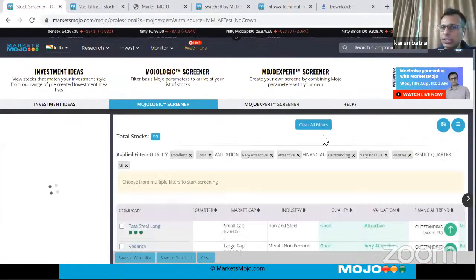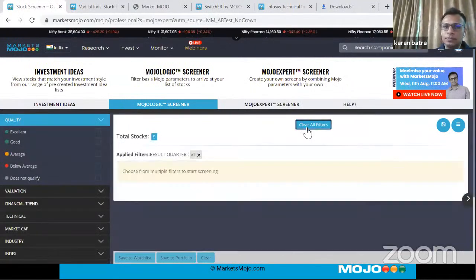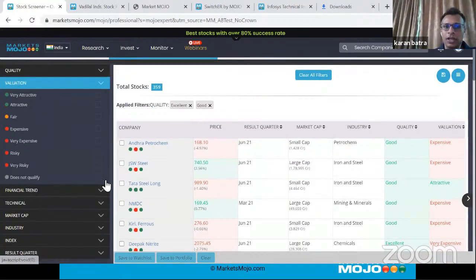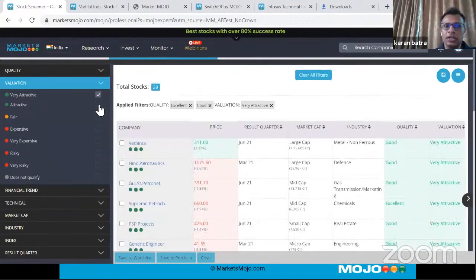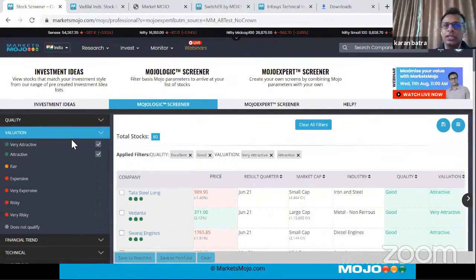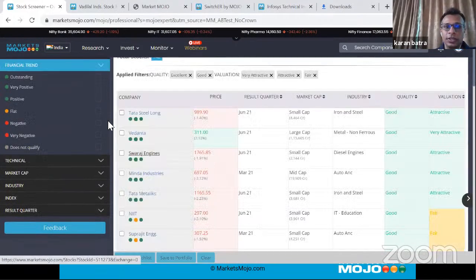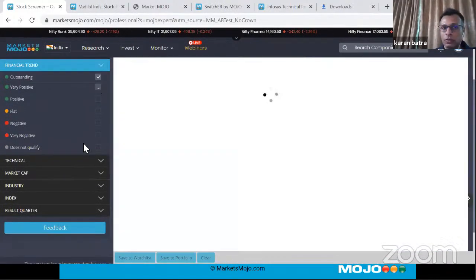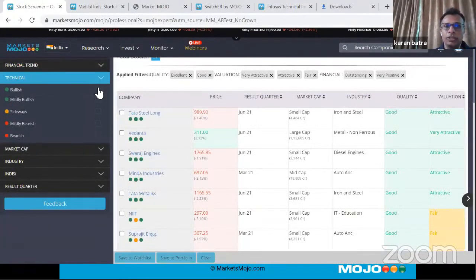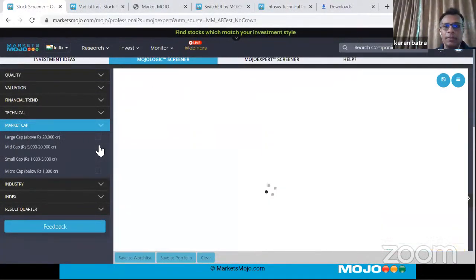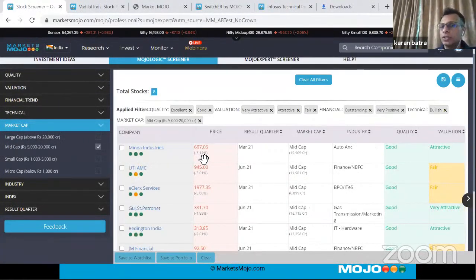Second is the Mojo Logic screener, which I personally use. This gives me an ability to filter across the broad Mojo parameters of quality evaluation. So let's say I'm building this screen today. I want a company which is at least green quality, at least a fair valuation. Financial strength should be very positive or outstanding, and technical should be bullish. Let's say I want this screen, and I only want a mid-cap company. So these are the 8 stocks that qualify.